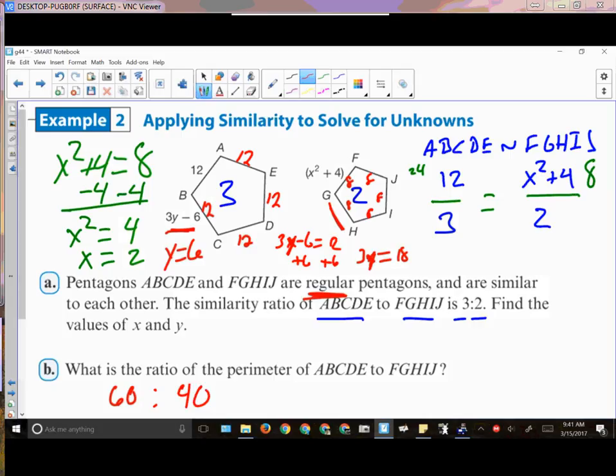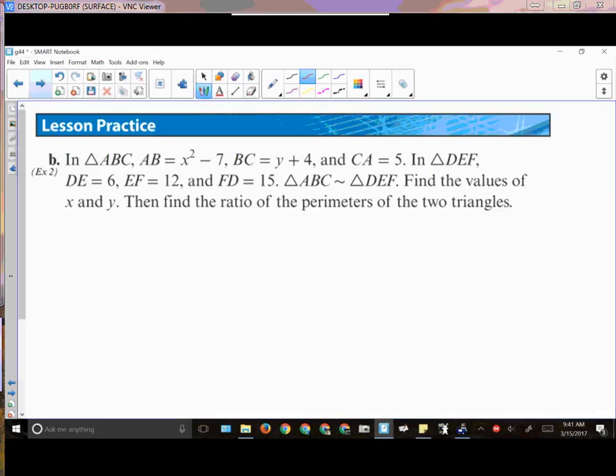Can I simplify this down? And the answer is yes. So I could look at this as, hey, this could be 6 to 4. Could I simplify this even further? 3 to 2. Same thing as what it is up here, because we are just talking distances, the ratio will stay the same. So I'm going to give you a few minutes here, and I want you to go through and do this problem.